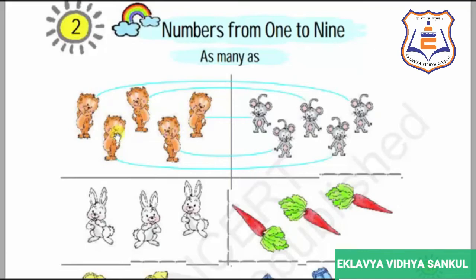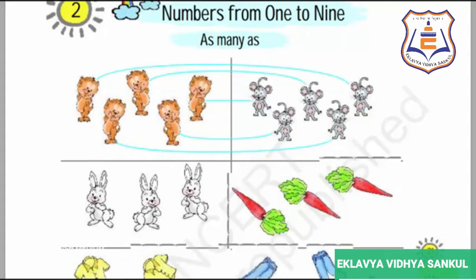1, 2, 3, 4, 5. So here there are 5 cats. Now we will count the rats. 1, 2, 3, 4, 5. So there are 5 rats. So there are 5 cats, and there are 5 rats. So there are 5 cats and 5 rats.